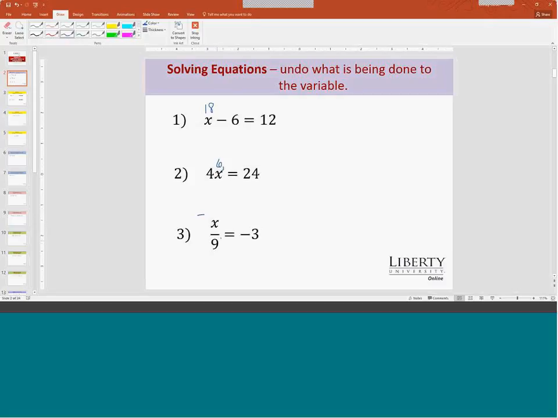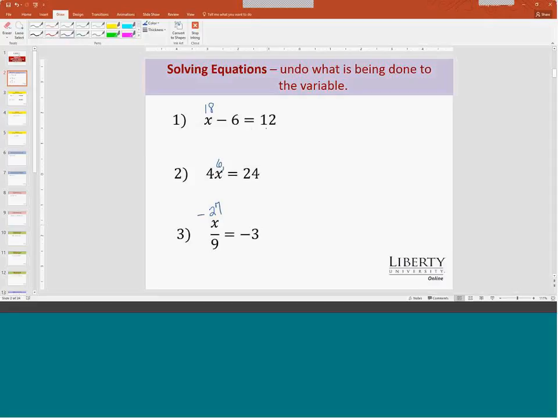So 9 into what number is going to give me 3? Well, I know 27 divided by 9 gives me 3. So negative 27 divided by 9 is going to give me negative 3. These kinds of things we can pretty basically solve in our head.